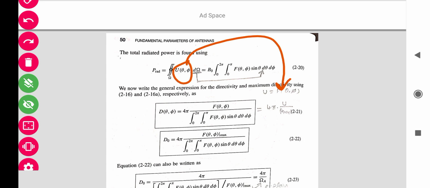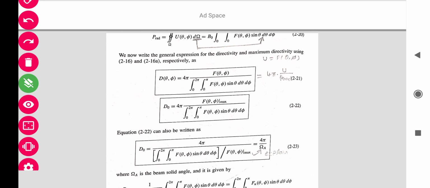As I said while we were discussing the field regions, most of the time our interest was the far field region. So to define the far field region, you replace U with F. F means far field, and in the brackets it is theta and phi. Why? Because here the directivity will be measured in theta and phi angles. Already we know, right? Now D of theta comma phi equals 4 pi into F of theta comma phi, divided by P radiated. This is the P radiated.